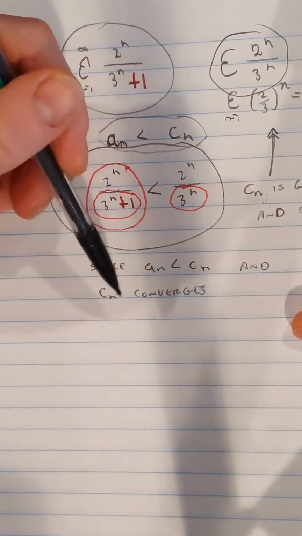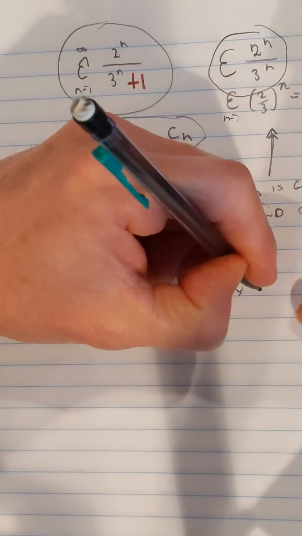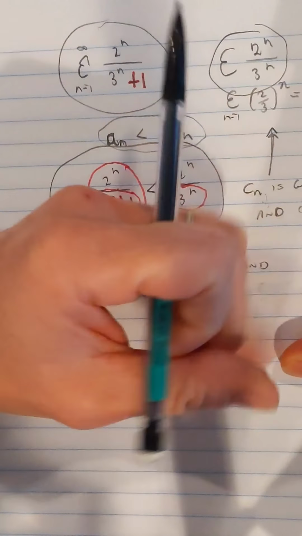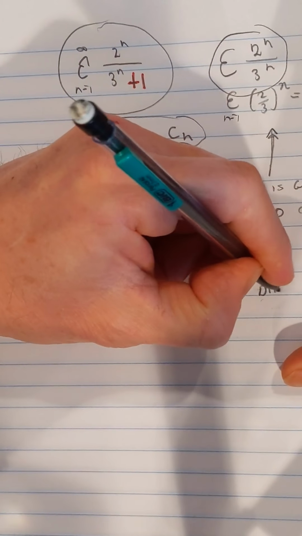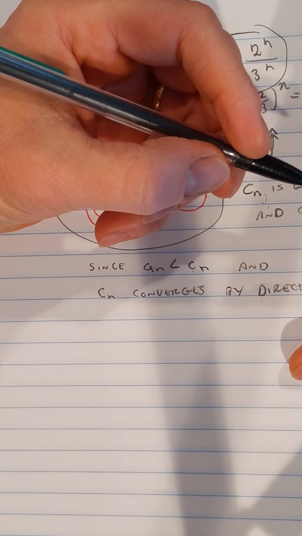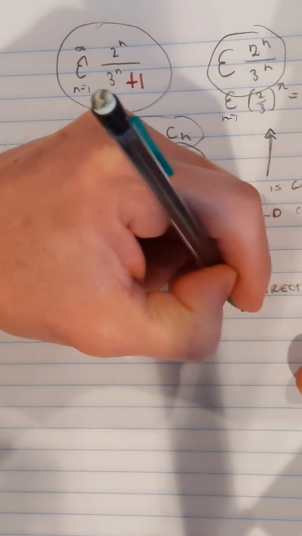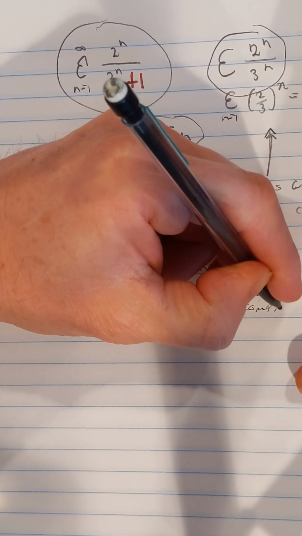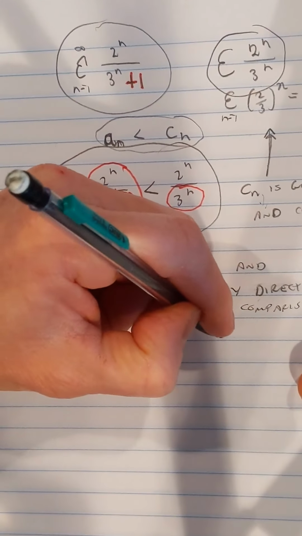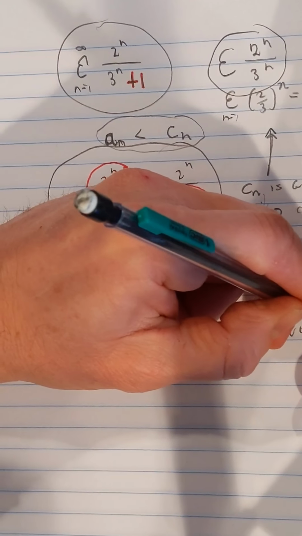Since I already had this, since this is smaller, and see by direct comparison, don't worry, there's actually this thing called indirect comparison or limit comparison test. We're not going to do that one. Direct comparison, an converges. So let's walk through this real quick.